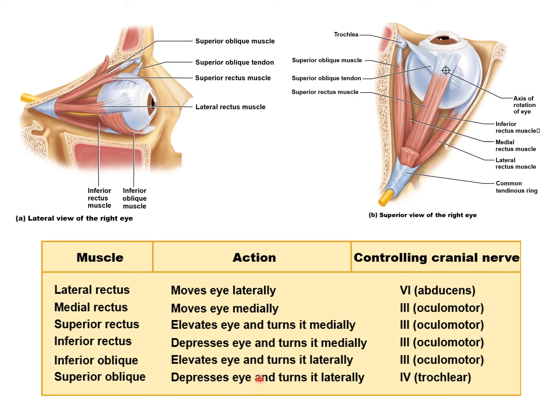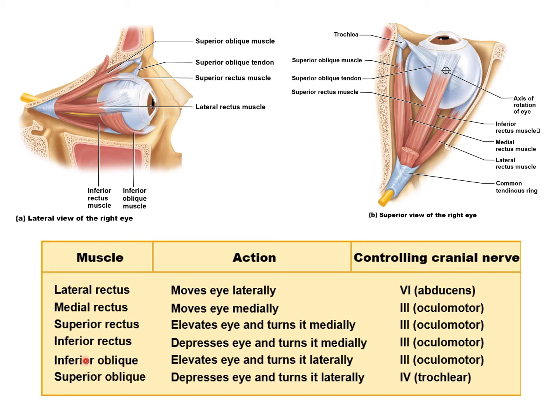We need to know the action of each of the 6 muscles. Well, the lateral rectus moves the eye laterally. You can call that abduction if you like. Medial rectus moves the eye medially. That would be called adduction if you'd like. Superior and inferior rectus both have a medial component, but the superior rectus elevates the eye and turns it medially. Inferior depresses the eye and turns it medially.